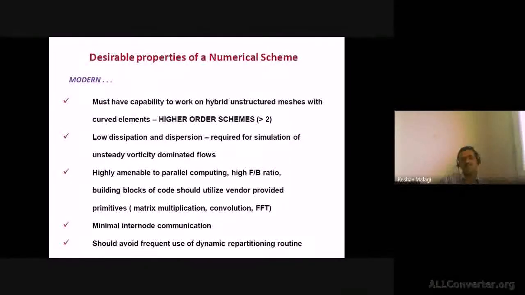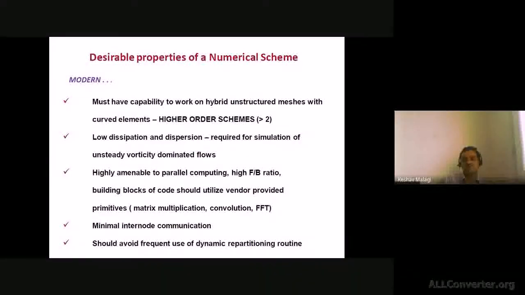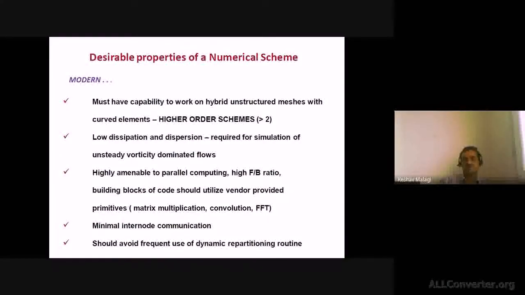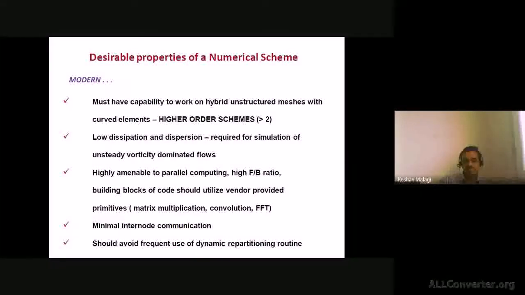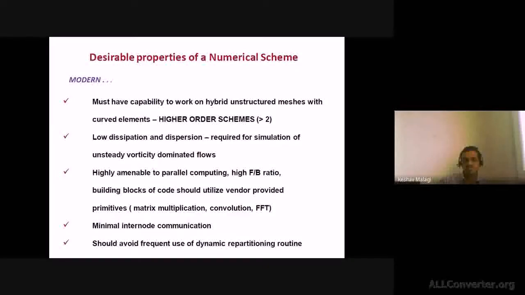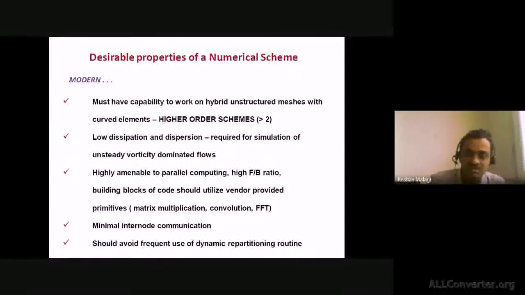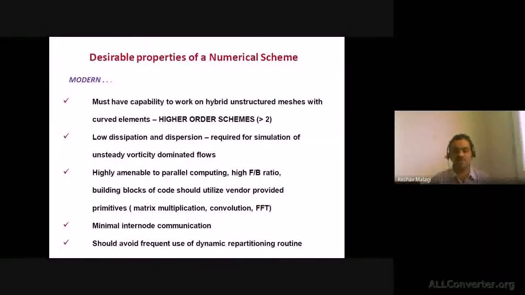And then these kinds of schemes should have a high F by B ratio. F by B ratio here means floating point to byte ratio. That is, the floating point represents the computation part, and byte represents the data transfer between processes part. So if you have high computation per data transfer, then it will be very good for using the latest hardware. And you should be able to use whatever primitives the vendor has provided, because they will be optimized on that platform. Your scheme should be able to use such new modern things in the available hardware to make the code run very fast.